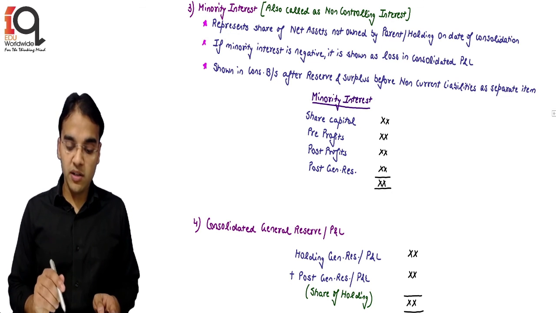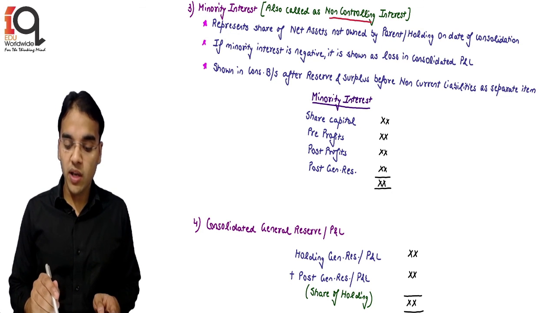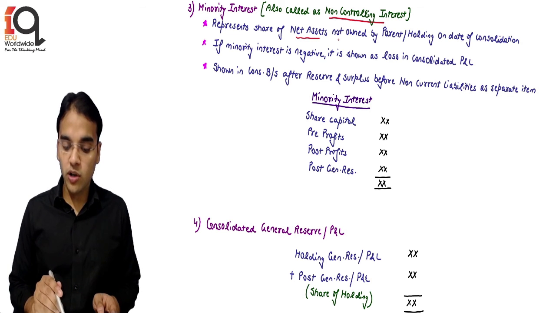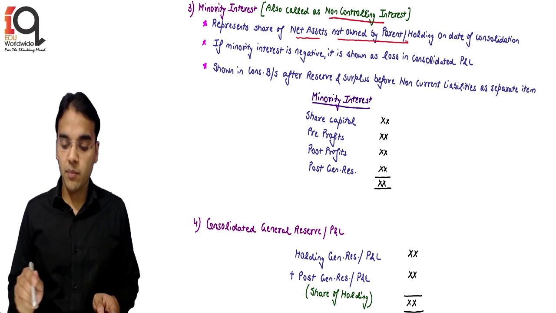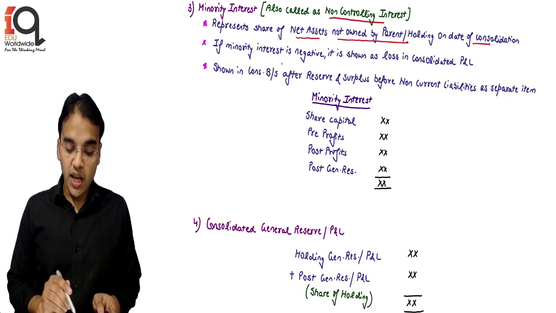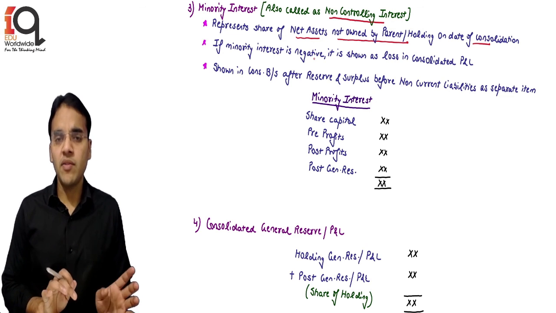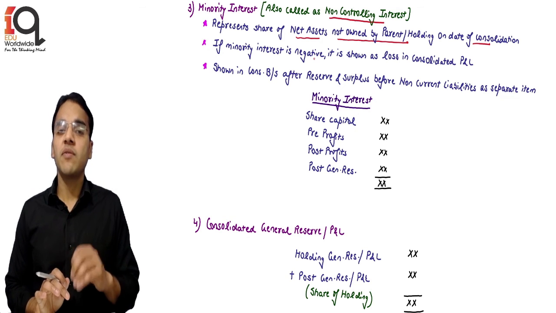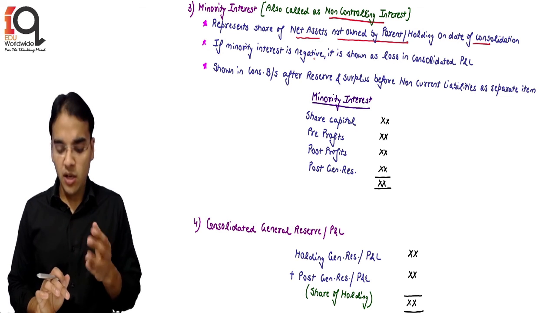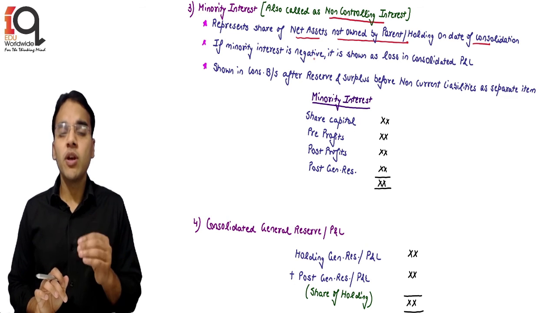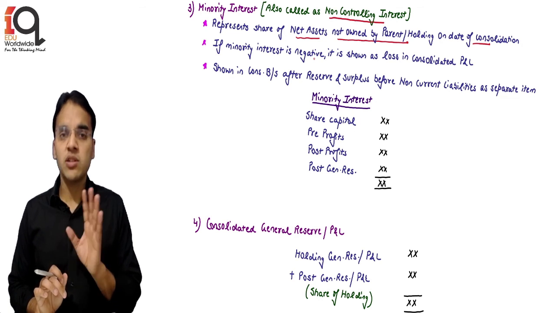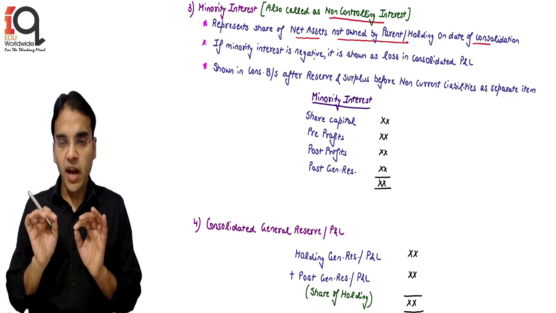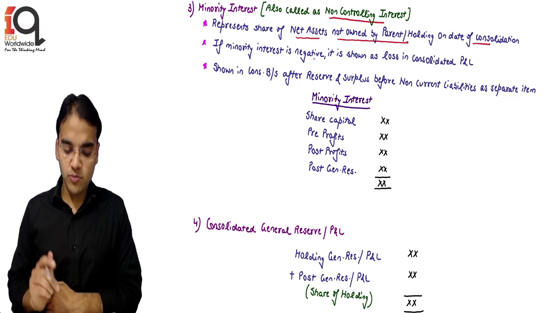Now what is minority interest? Also called as non-controlling interest, which is share of net assets which are not owned by the holding or parent company on the date of consolidation. If it is negative, and we will do a question specifically if minority interest comes negative, what is to be done. I have written here the point, but no need to understand the same currently. It is a loss in consolidated P&L, which I will explain you with the help of a question later on only at the later part of the chapter. So don't worry about this point.